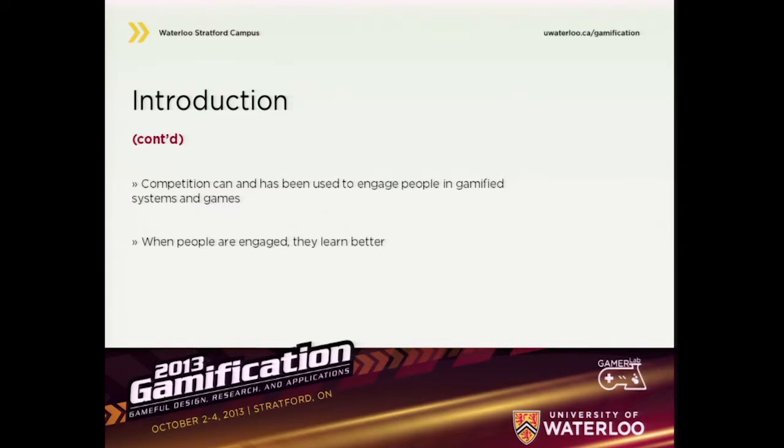But the thing that we are interested in is that we have seen that competition can be used to engage people in gamified systems. And when people are engaged in a learning environment, the research says that they would learn better eventually.